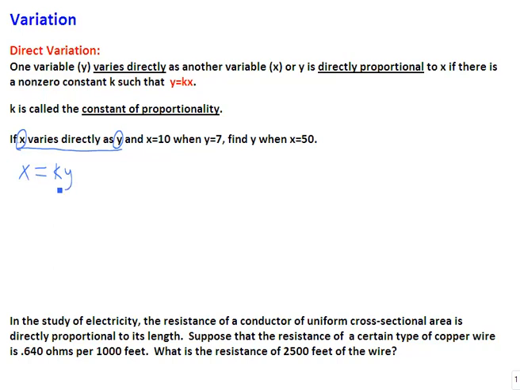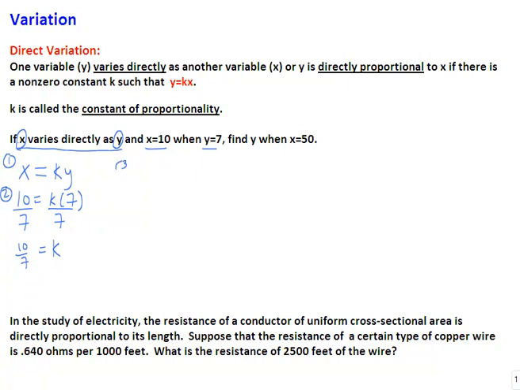So the first thing we're going to do is try to figure out what k is, and they will have to give us in this problem an x and a y that go together so that we can figure out what k is. So in this case, x is 10 when y is 7. So once we've set up our relationship here, what we're going to do next is substitute in 10 for the x, 7 for the y, and that should enable us to solve for k. So we're going to divide both sides by 7, and we get k equals 10 sevenths.